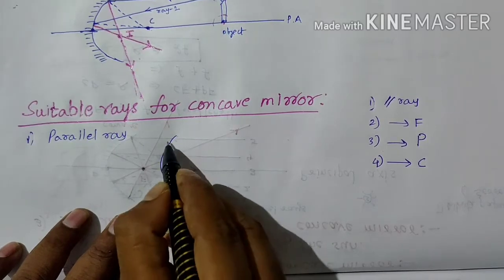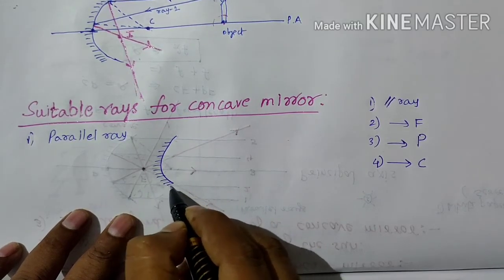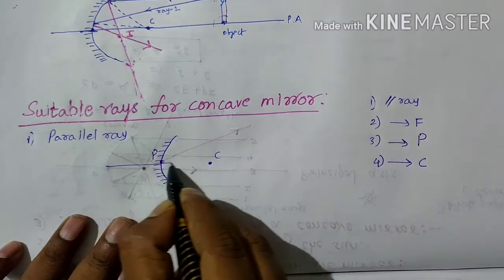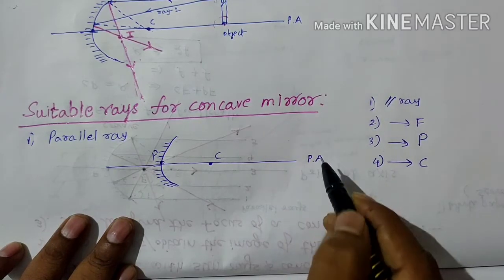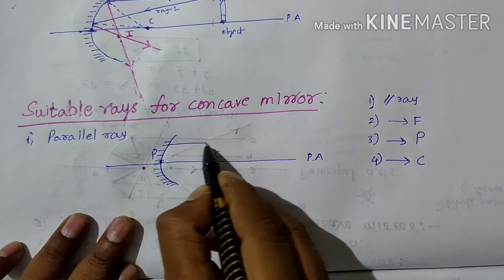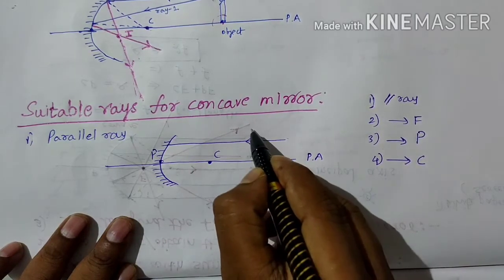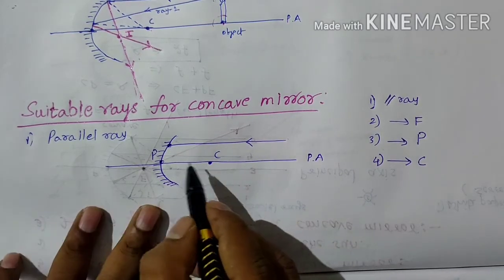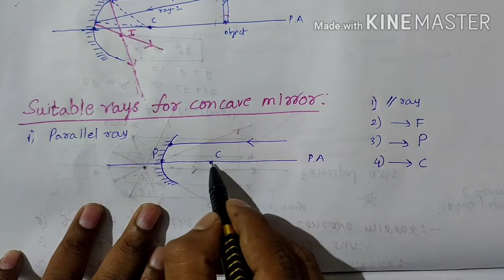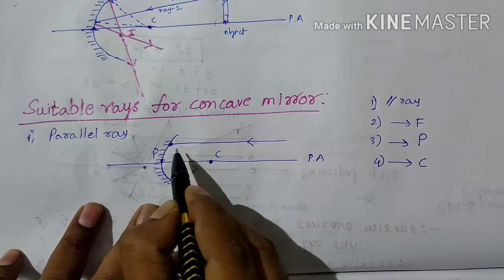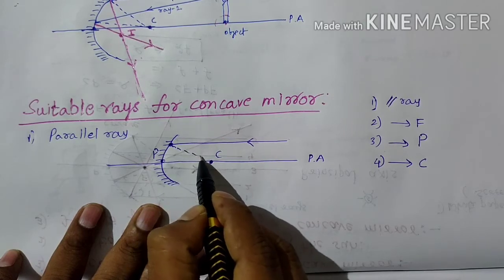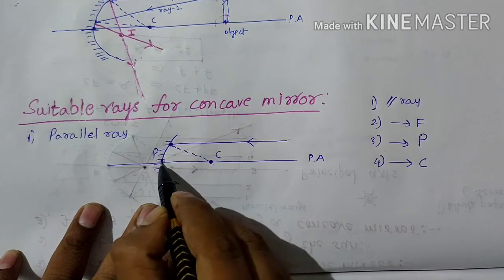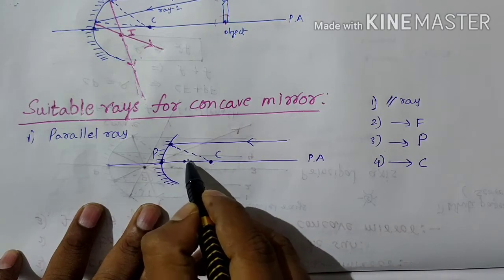Here this is a concave mirror and this is the non-reflecting surface. This is the pole, this is the center of curvature, and this is the principal axis. We have to take a parallel ray, parallel to the principal axis. In the second step, after drawing the parallel ray, you have to draw the normal. Drawing the normal is always drawing a line from the center of curvature to the point of incidence. I am drawing it. You know that the midpoint of pole and center of curvature is nothing but the focus.